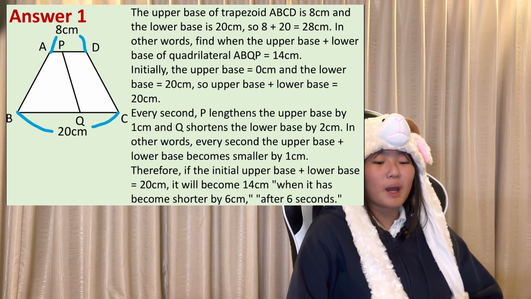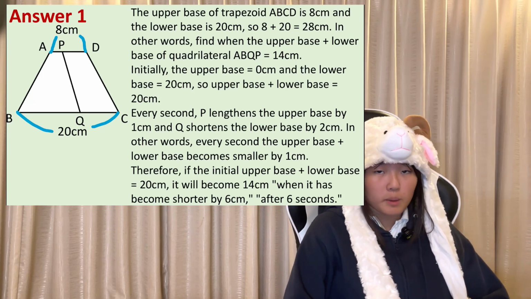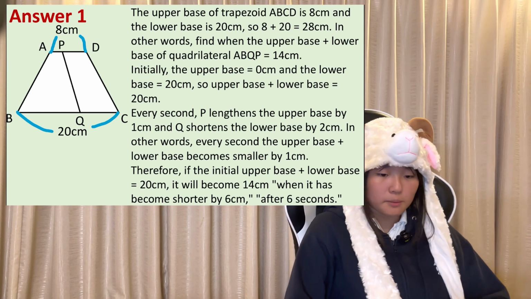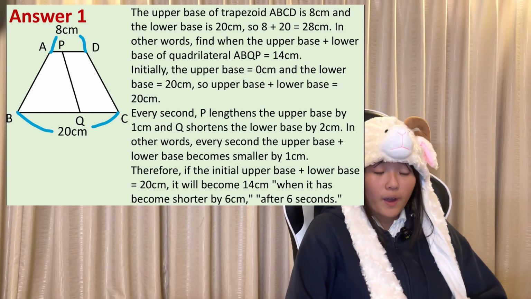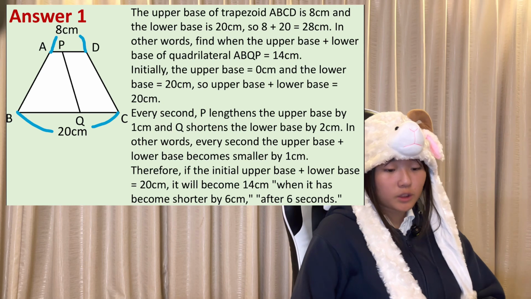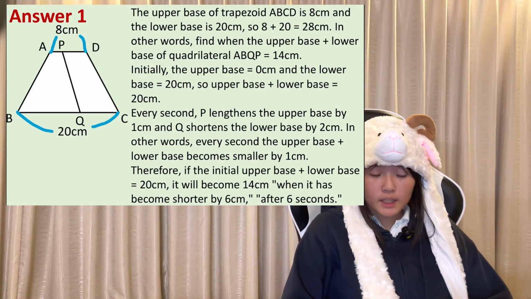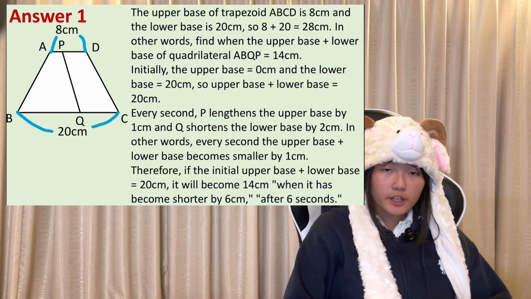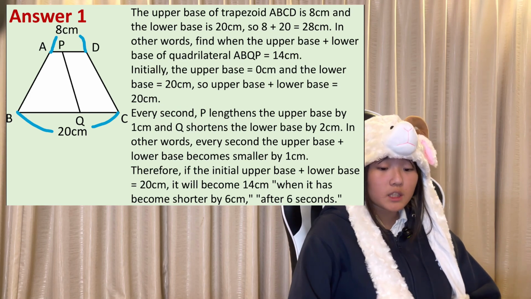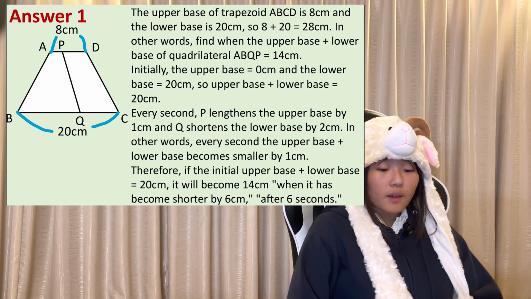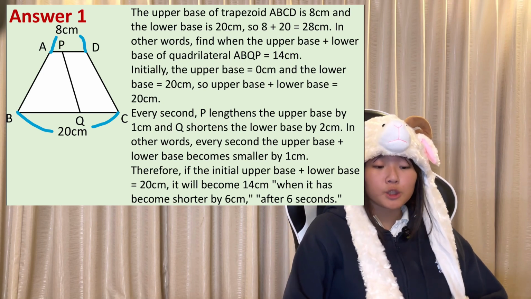The upper base of the trapezoid ABCD is 8 centimeters and the lower base is 20 centimeters, so 8 plus 20 is 28 centimeters. In other words, find when the upper base plus the lower base of the quadrilateral ABQP is 14 centimeters. Initially, the upper base equals 0 centimeters and the lower base is 20 centimeters, so the upper base plus lower base is just 20 centimeters.